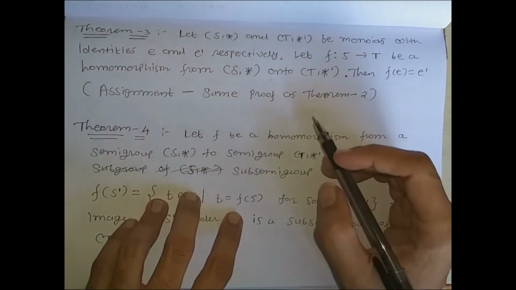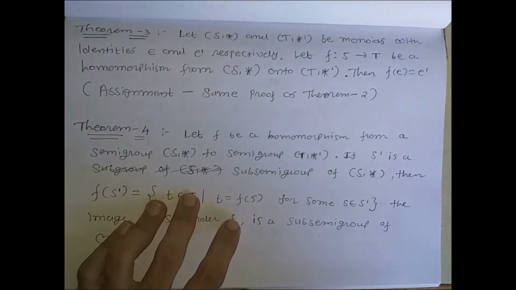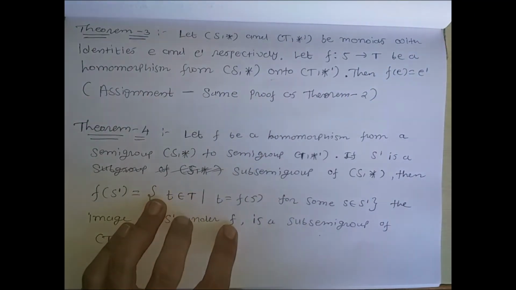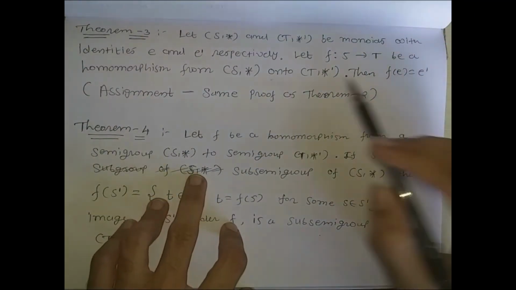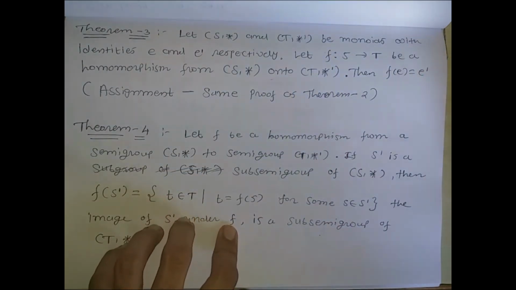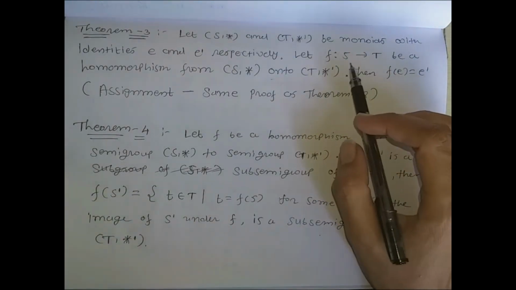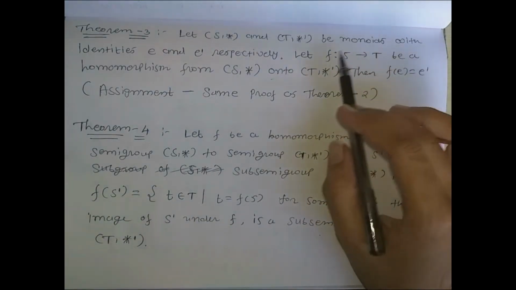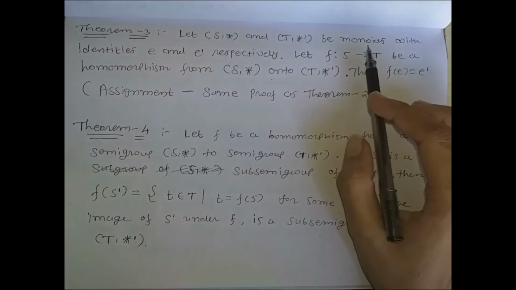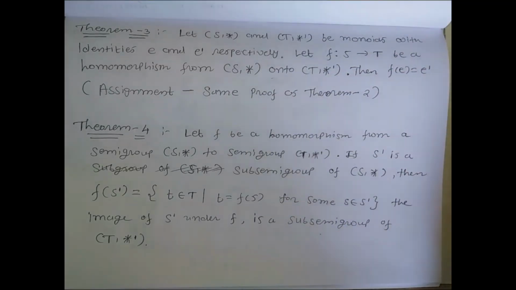So this is your assignment to write down the proof of this theorem, okay, which is same as the proof of theorem number 2. There is only one change: here f is not 1 1, and we are not using 1 1ness of the function in the proof, okay. We are only using the ontoness of the function to show that f of E is equal to E dash.